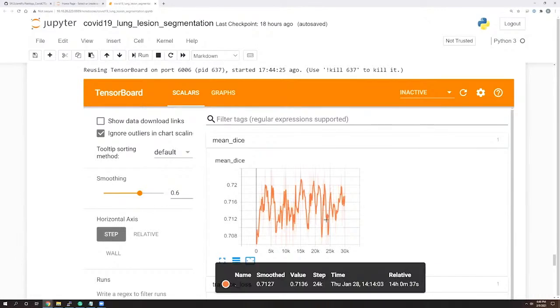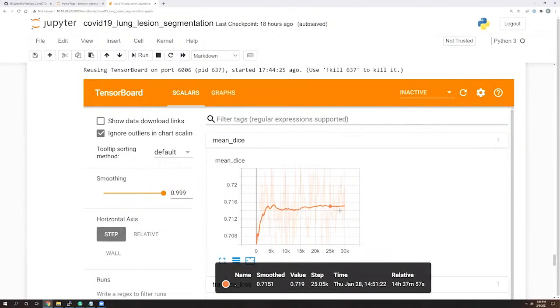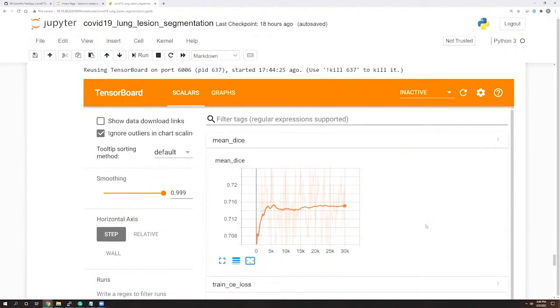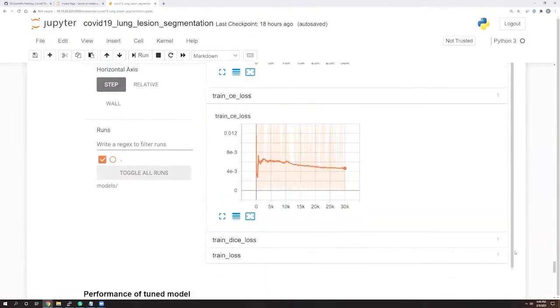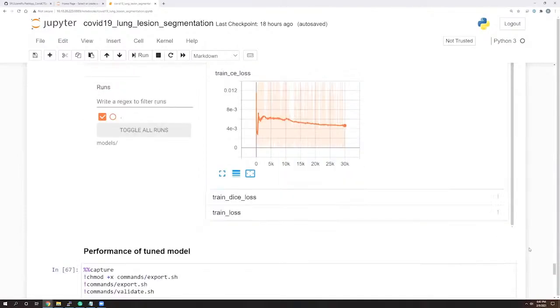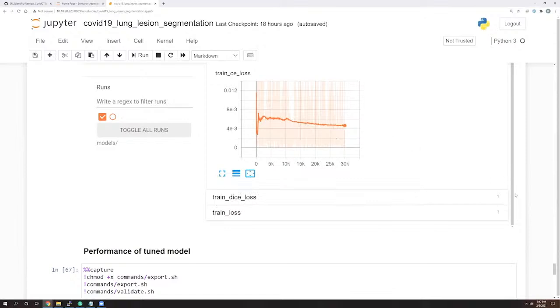As we can see, it's very stochastic. If we increase the smoothing, you can see in the longer time scale, the model is slowly improving. And this is the training loss, or we can think of it as the error. And it's also slowly reducing over time. In this case, we trained, or fine-tuned, the model for about 20 hours. If we have more time, we can keep the tuning running and potentially get even better performance.